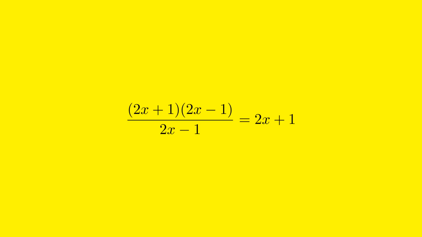Now, let's move to step 2. Notice that the expression (2x + 1)(2x − 1) over (2x − 1) has the common factor of 2x − 1 in both the numerator and the denominator. We can cancel out these common factors. So, we are left with 2x + 1. This is the simplified form of the rational expression. With this, the problem is now solved.